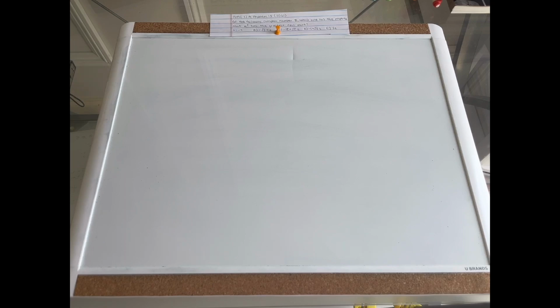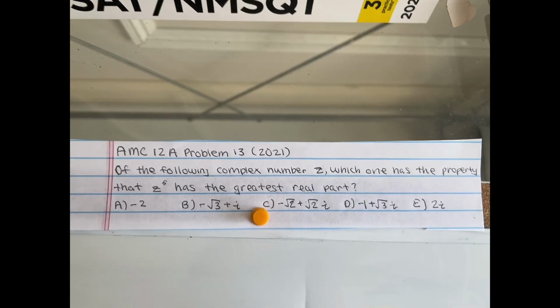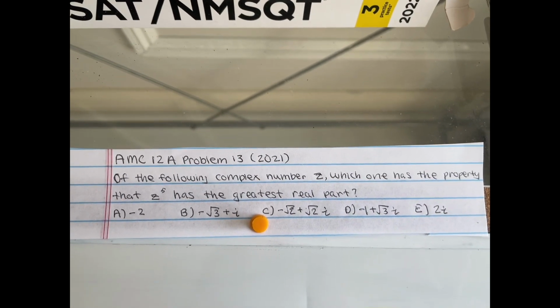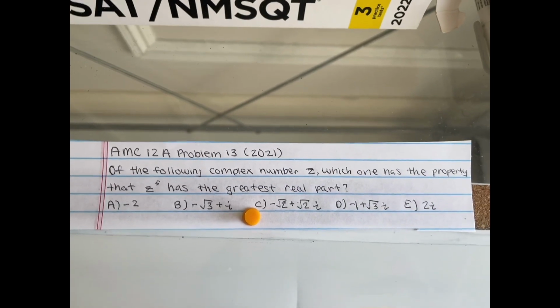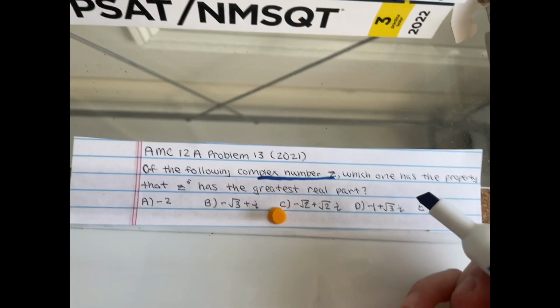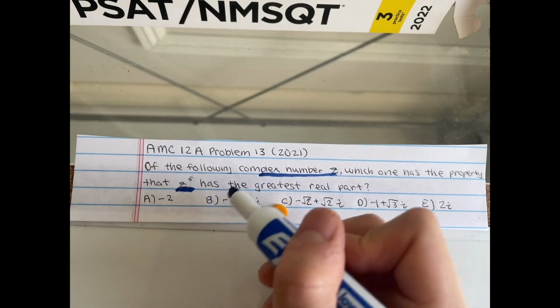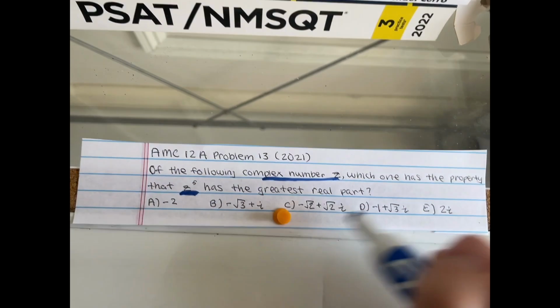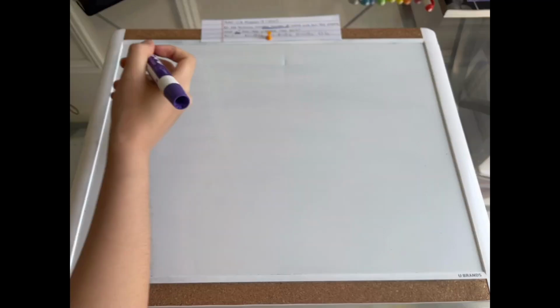This is AMC 12A Problem 13 of the year 2021. Of the following complex numbers z, which one has the property that z to the fifth power has the greatest real part? And then here are your answer choices. So the key word here is that it is a complex number, so that means it has an imaginary part. And it is asking you which one to the fifth power has the greatest real part out of these answer choices. So the first thing we need to understand is Euler's formula to solve this problem.